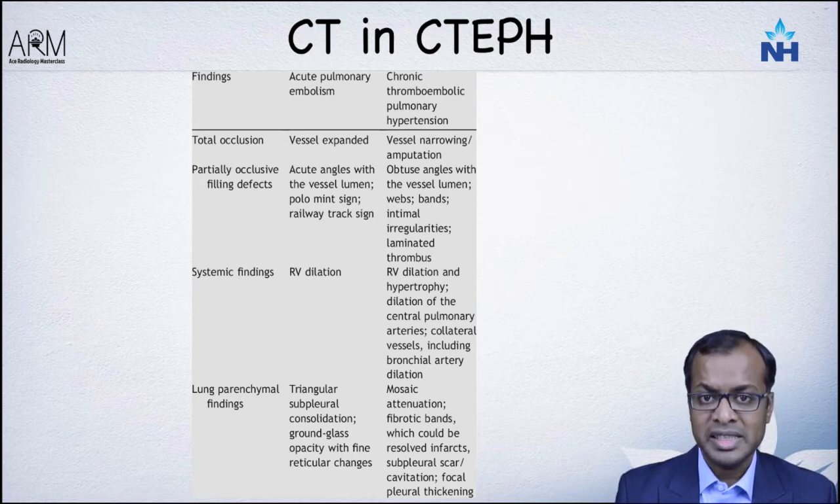Collaterals are often seen in chronic pulmonary thromboembolism rather than an acute disease. Mosaic perfusion is often seen in chronic pulmonary thromboembolism, and acute infarct or wedge-shaped opacities are often seen in acute pulmonary embolism. So these parameters are important in differentiating acute from chronic pulmonary thromboembolism.